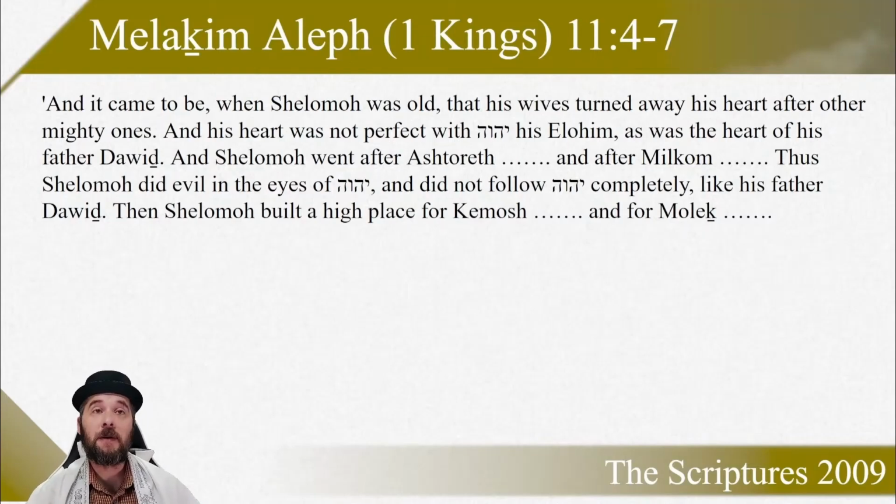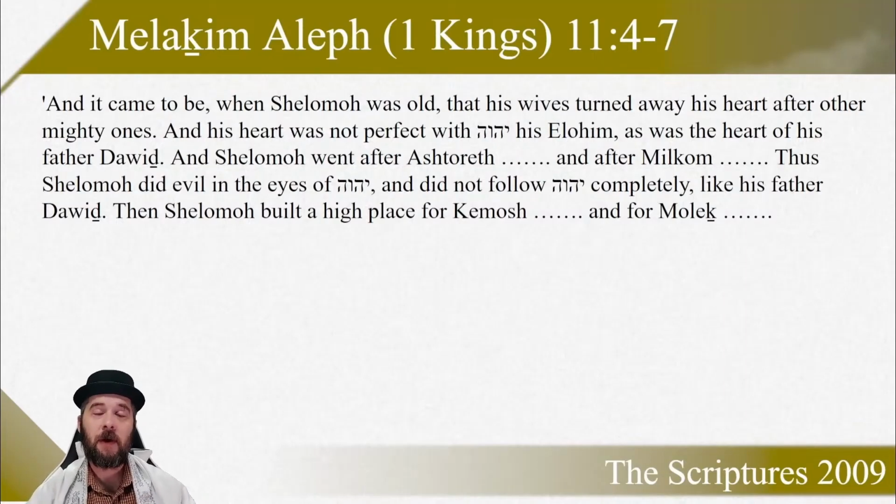Then Shlomo built a high place for Chemosh and for Molech. If you remember, Molech is the one that all the pagans, the Gentiles, would sacrifice their children to. That's that horrid Molech. But these foreign women, Scripture tells us, that's why Shlomo went down the wrong road, because he went after foreign women and he loved foreign women. And they caused him to go after other gods besides Yahweh.